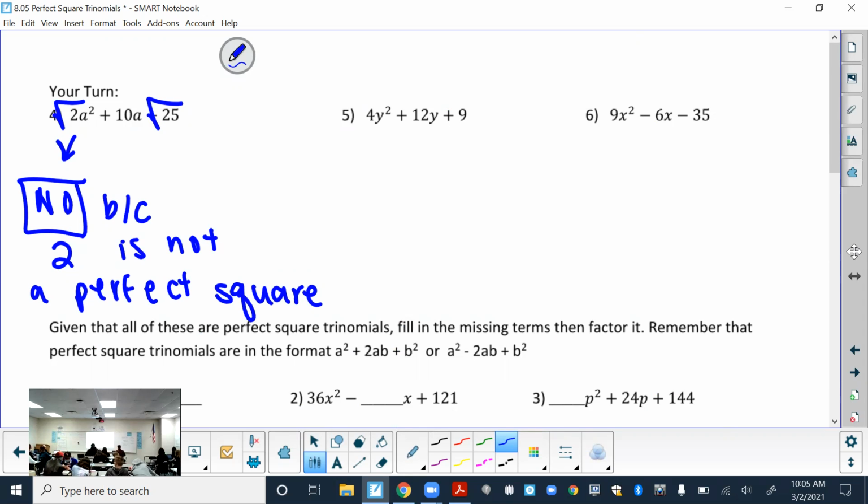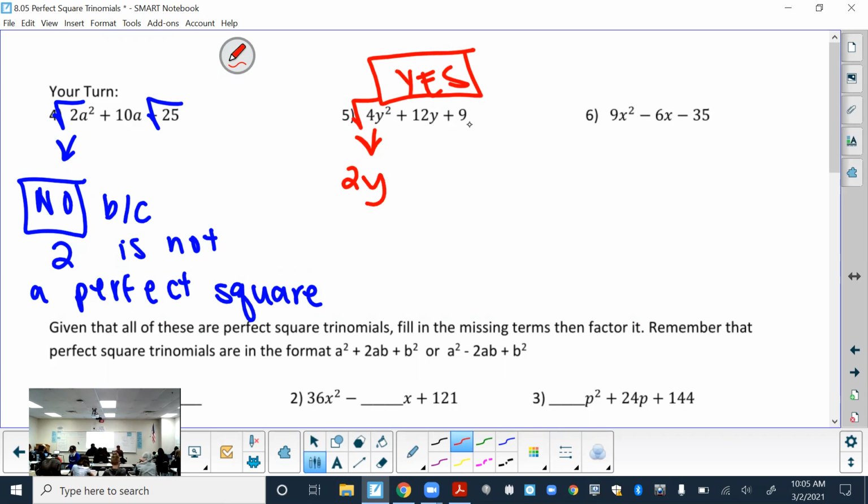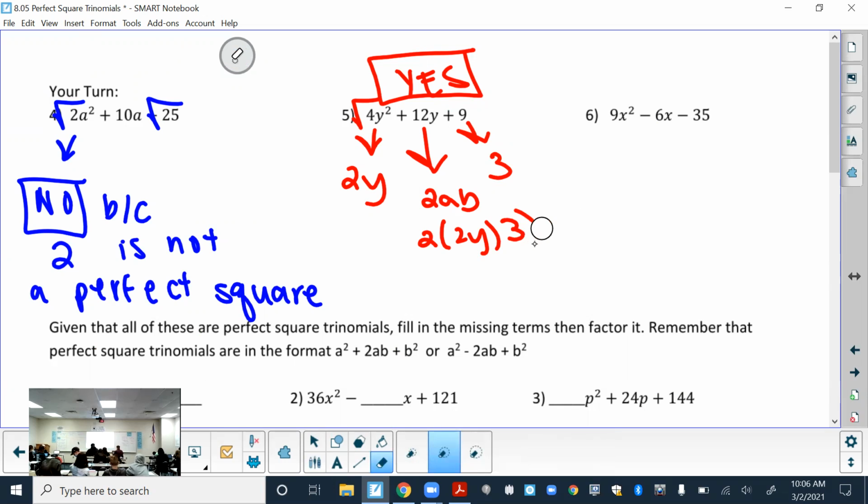Number 5, is that one a perfect square trinomial? Yes, it is. Well, let's kind of work it out. What's the square root of 4y squared? 2y. What's the square root of 9? 3. And then, since we know our a and b, and you guys probably figured this out too, 2ab. So 2 times 2y times 3 does equal 12. So then what are my factors?